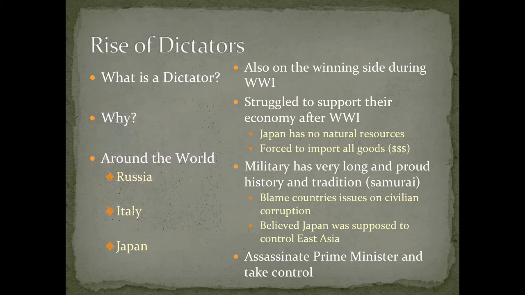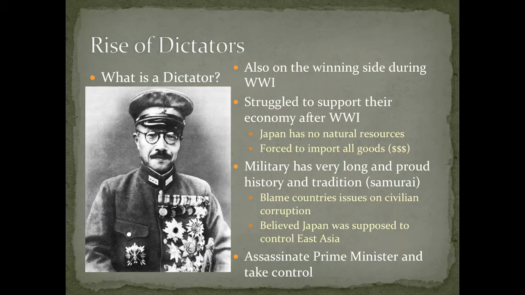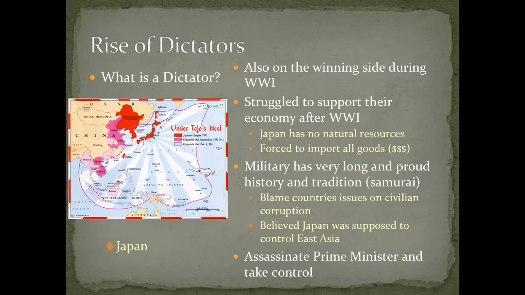And a guy by the name of Hideki Tojo, looks like somebody's grandpa, but he also killed close to 20, 30 million people, but we'll talk about that later, okay? Not so nice looking anymore, is he? Okay. Hideki Tojo believed that Japan was supposed to control all of East Asia, that they were a superior race to all other Asians. And he and his military consorts wanted to build this huge empire that they could once again control and be lords and masters, if you will, and express their dominance over other people.